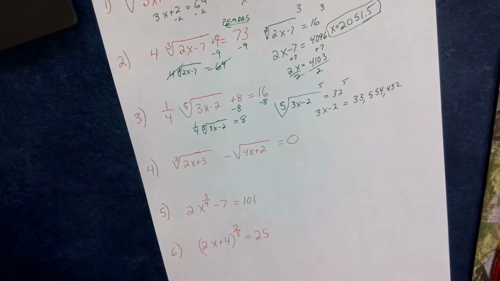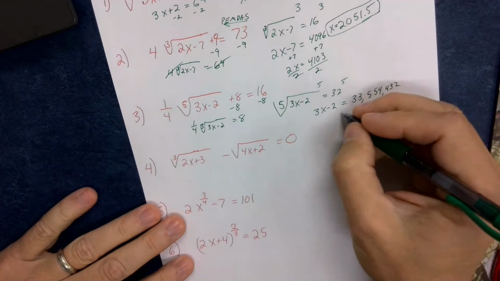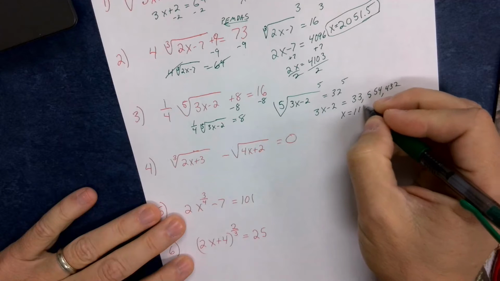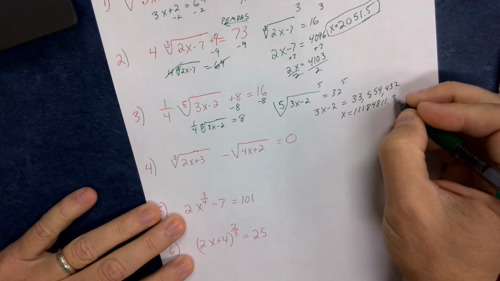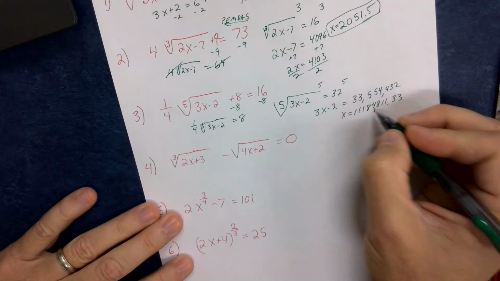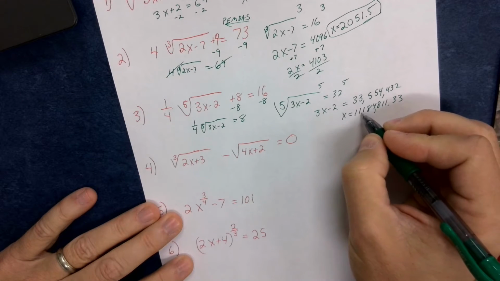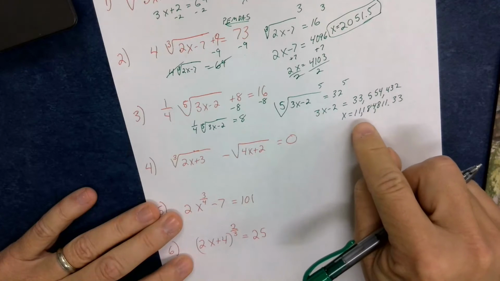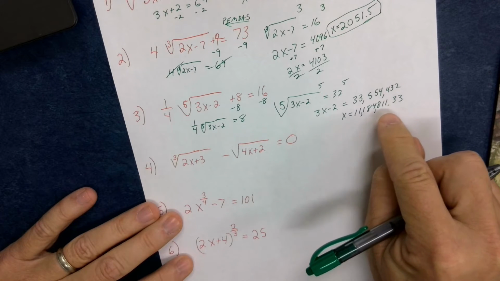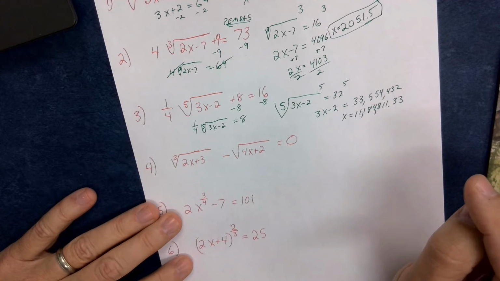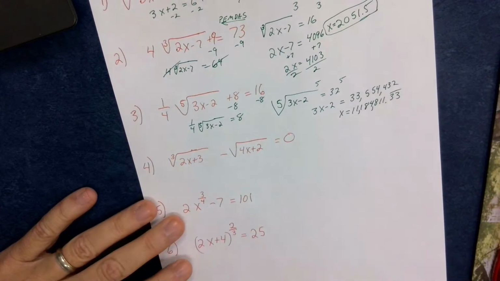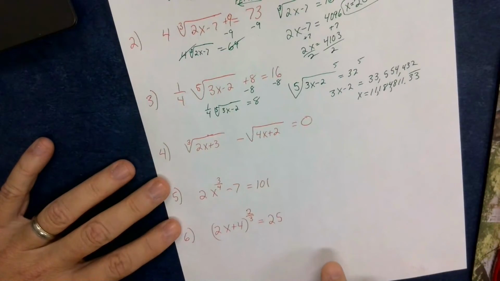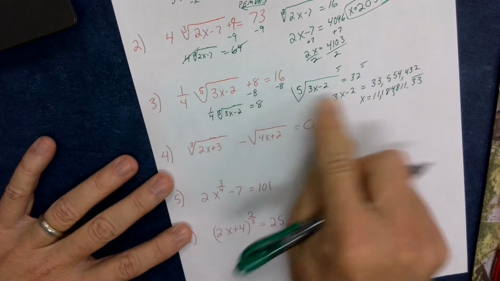Add 2 and divide by 3. Add 2, enter, divide by 3, enter. And I get x equals 11,184,811 and 1/3, 0.333 as we go. Cool. That repeats. Okay. So far so good. Again, I have to isolate the radical before I solve any of that stuff.